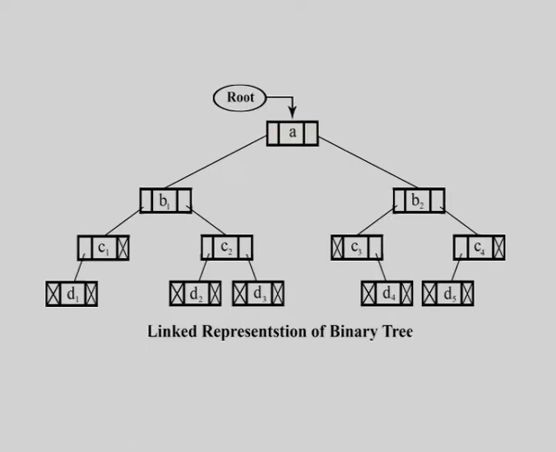The root node of the tree contains the element A. The left subtree of A is rooted at B1 and the right subtree of A is rooted at B2. The left part of each node represents the address of the left child and the right part of each node represents the address of the right child. The cross sign in the left or right part of the node represents null value, indicating no child node.